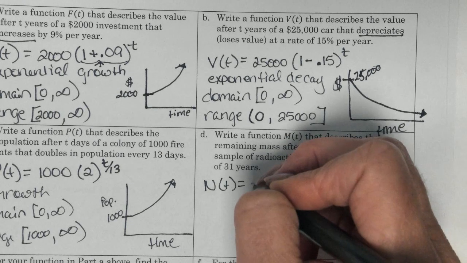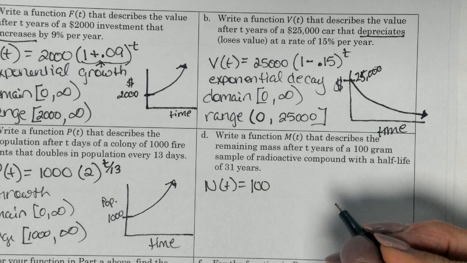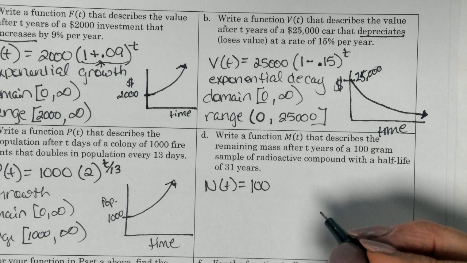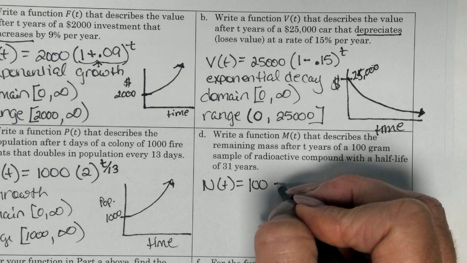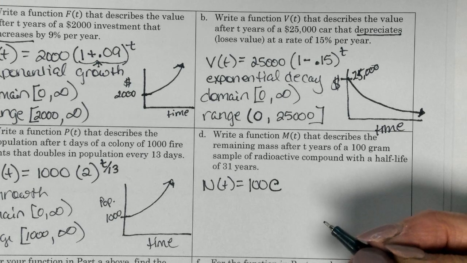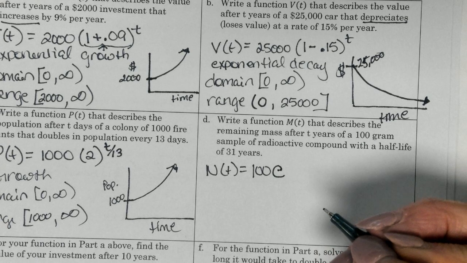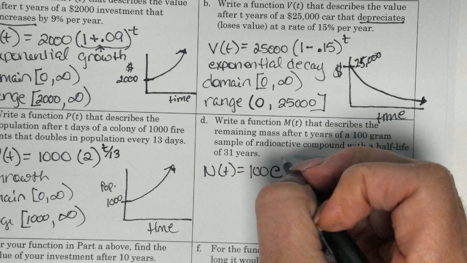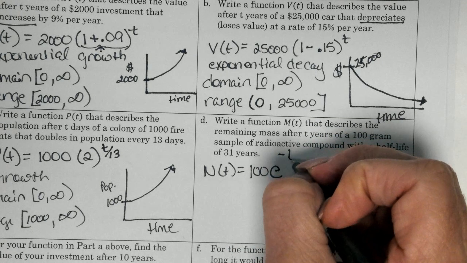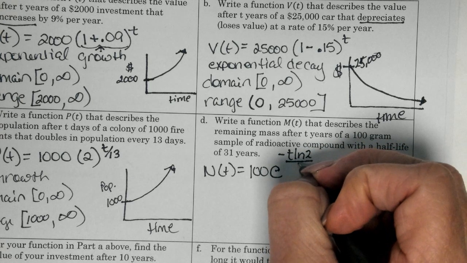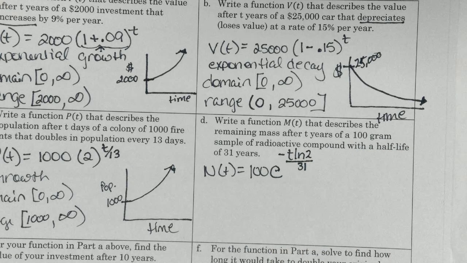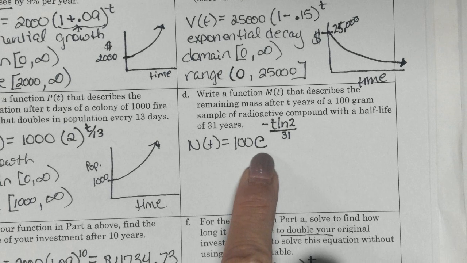100 grams. And what is the base number that we use in half-life? The e? The e, okay. So 100 e, and remember that's to the negative t natural log of 2 over h, and since h is 31, we would put 31 under there. So this would be our function rule for half-life.